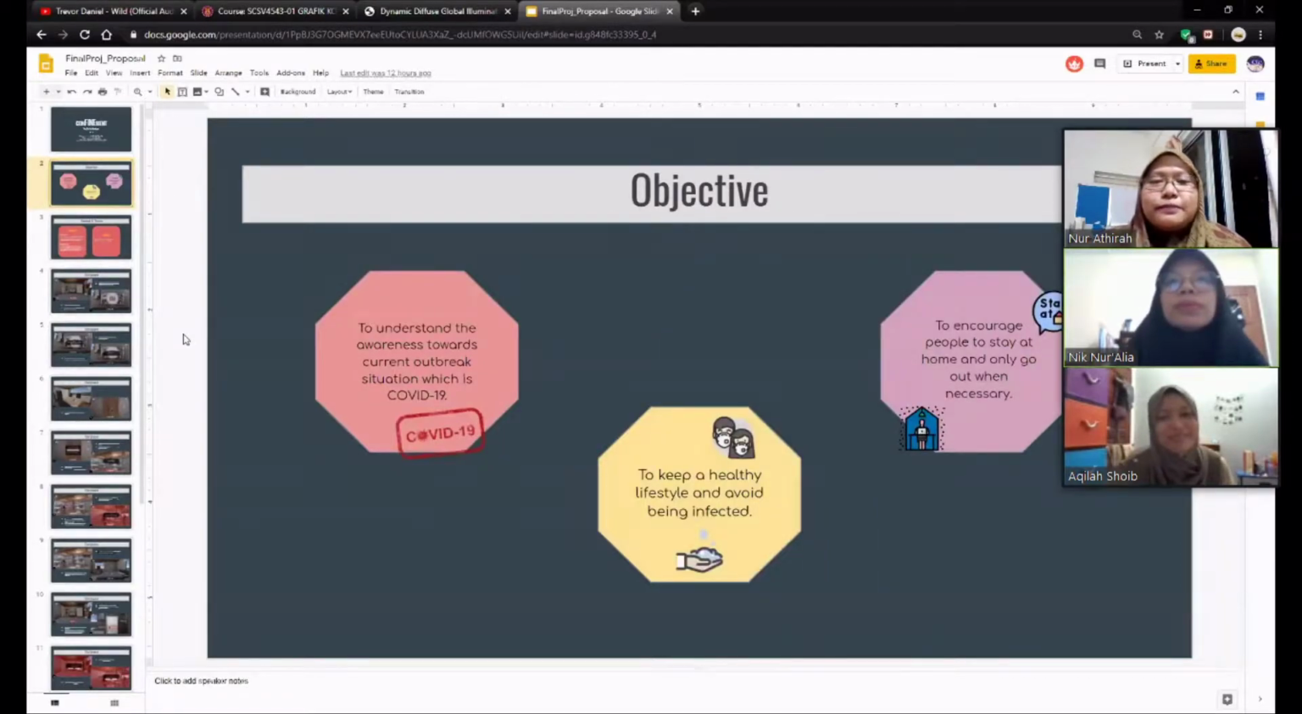Untuk objektif projek kami ada 3, iaitu yang pertama to understand the awareness towards current outbreak situation which is COVID-19. Yang kedua to keep a healthy lifestyle and avoid being infected. Dan yang ketiga iaitu to encourage people to stay at home and only go out when necessary.